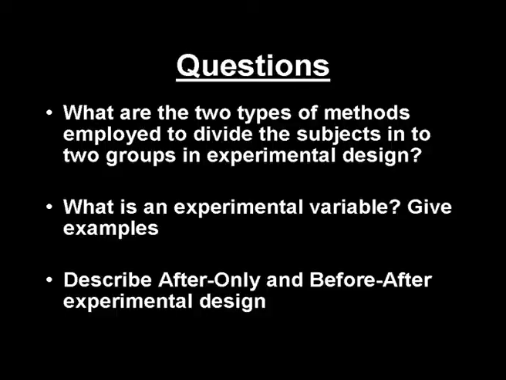In the next class I will explain to you few more important things about experimental design and also few more designs. Students, I have few questions to be answered by you. These are the questions. 1. What are the two types of methods employed to divide the subjects into two groups in experimental designs? 2. What is an experimental variable? Give examples. 3. Describe after only and before after experimental designs.